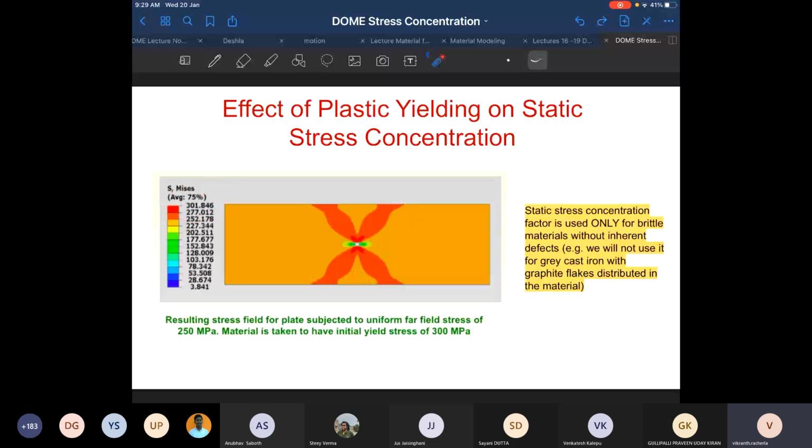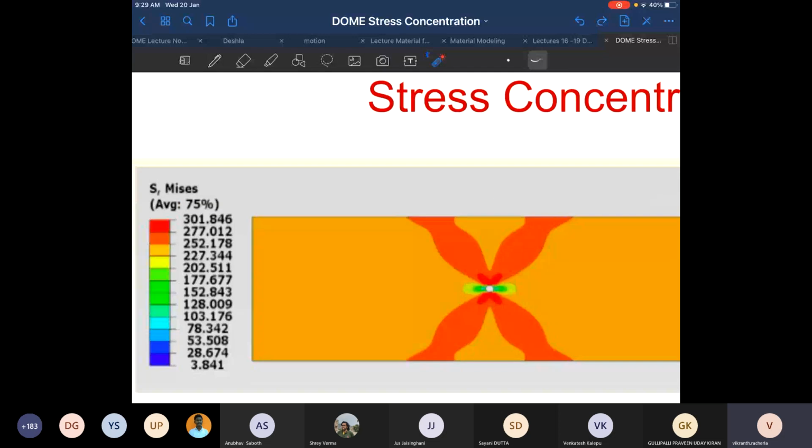It will be arrested at the yield stress value. So the maximum stress is only 301 megapascals. You can see over here that it is only 301 megapascals.